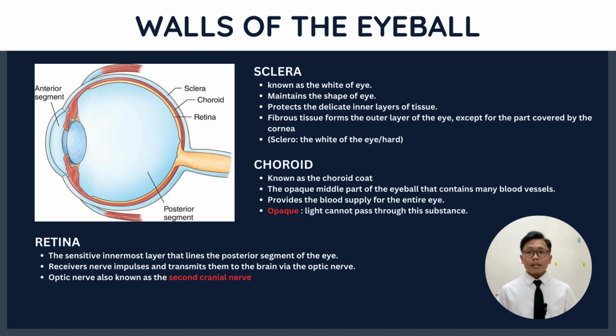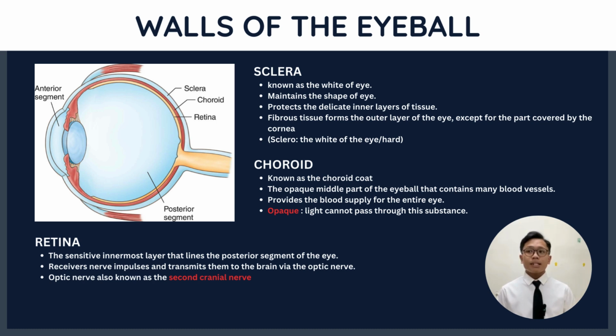Next, let's explain about the choroid. Choroid, the vascular middle part of the eyeball, contains many blood vessels. It provides the blood supply for the entire eye. Opaque, which means light cannot pass through this substance.